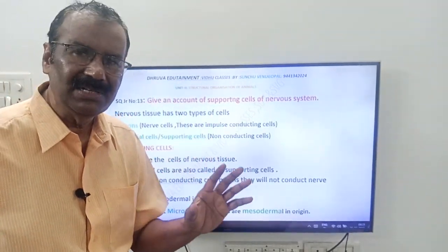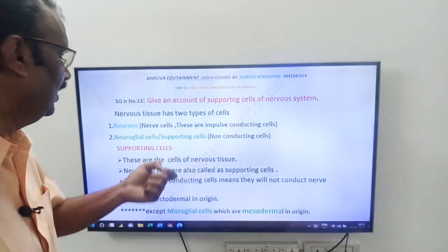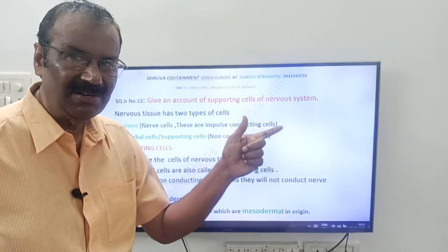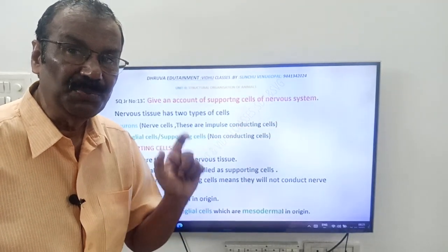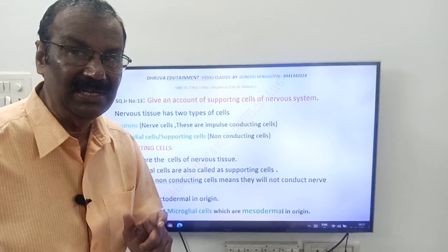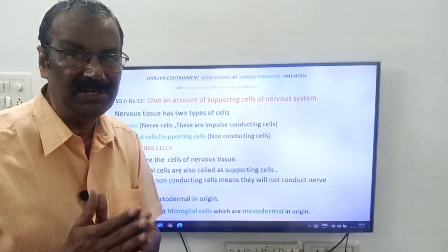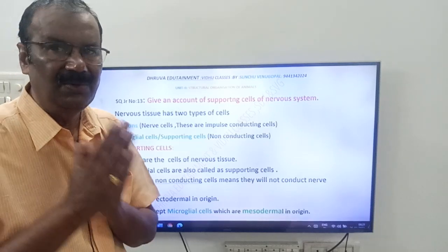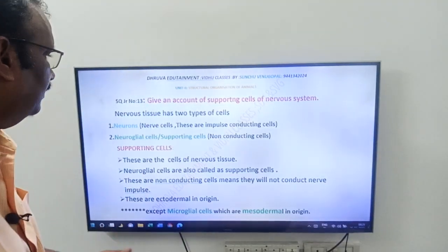Friends, these supporting cells are also called neuroglial cells. Nerve cells are called neurons. Supporting cells are called neuroglial cells. Please demarcate these two, friends: neurons and neuroglial cells.